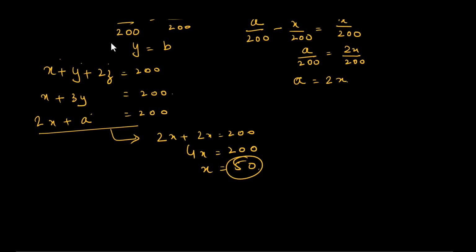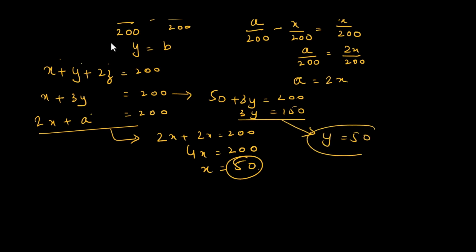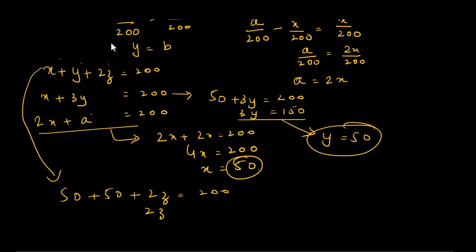So if the value for X is 50, then I can write this as 50 plus 3Y is equal to 200. That tells me that 3Y is equal to 150. That again tells me that Y is also 50. And if Y is 50, then I can substitute that in this equation. I can say 50 plus 2Z is equal to 200. You can see that 2Z is going to give me 100. That means the value of Z is also 50.